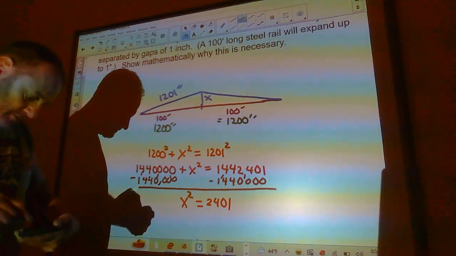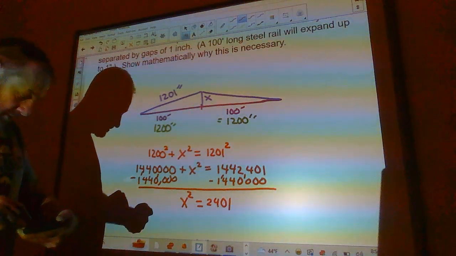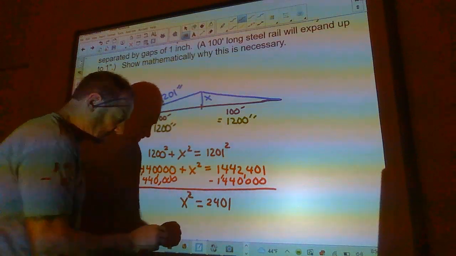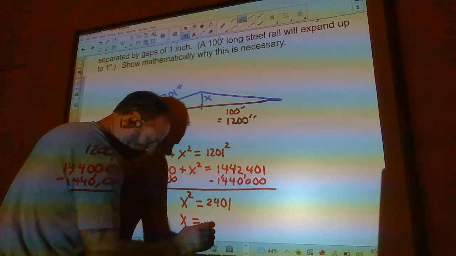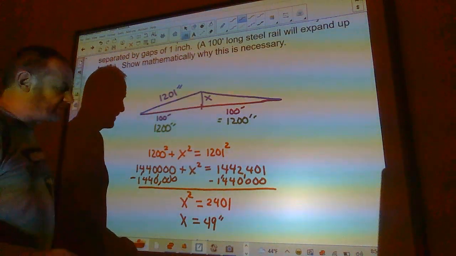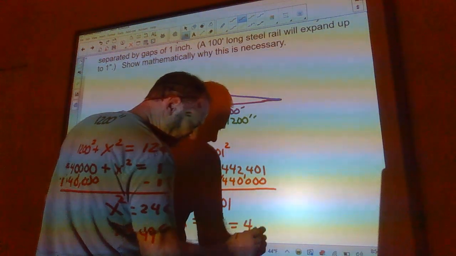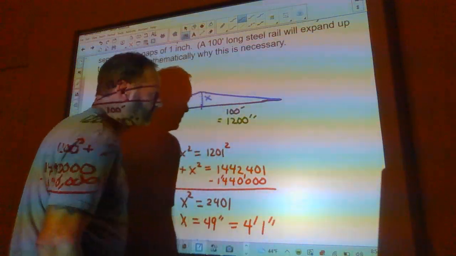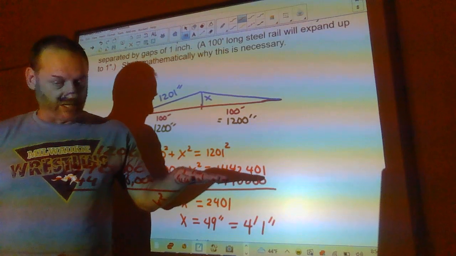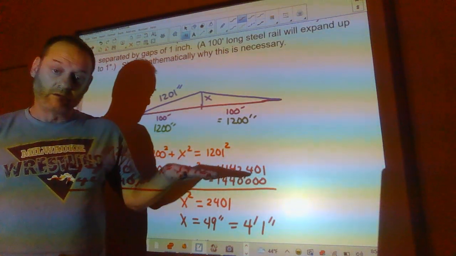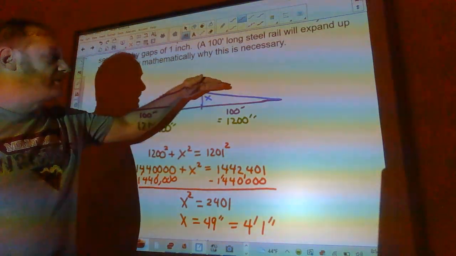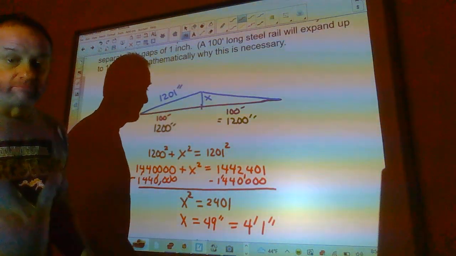So the square root of 2,401, that's 49. Now that's in inches. Okay, so if you think about that, that's 4 feet, 1 inch. That track just buckled 4 feet, 1 inch off the ground. That's about waist high right here. Okay, what's going to happen if a train hits that? Well, it's going to derail the train.